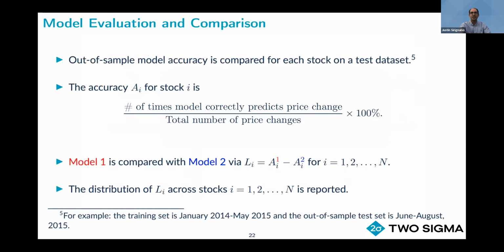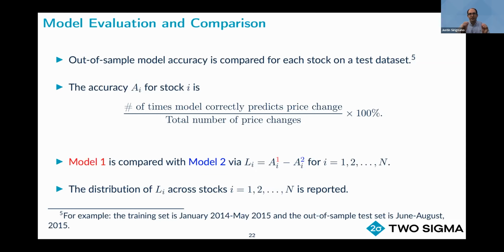We will train a series of models on the high-frequency order book data set and then evaluate their performance on a test data set. For each stock, we will calculate the accuracy of the model for predicting the direction, up or down, of the next price change. Specifically, the accuracy for the stock i will be the number of times the model correctly predicts the price change over the total number of price changes times 100%.